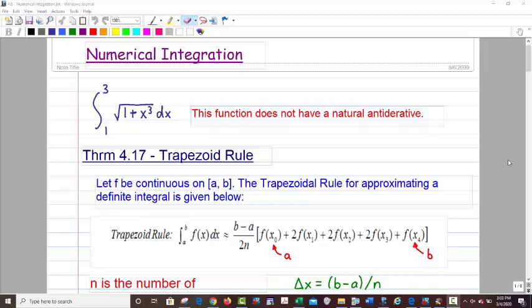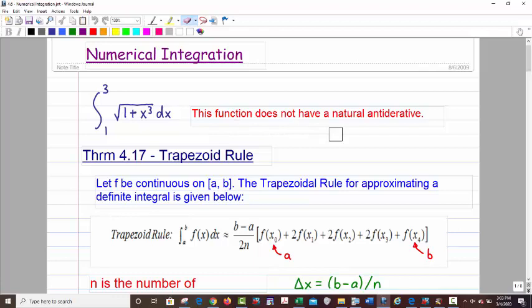Hello, this video is entitled Numerical Integration. Let's take a look at this definite integral right here, from 1 to 3, the square root of 1 plus x cubed dx. Now if we wanted to evaluate that definite integral under traditional methods, we couldn't really do it because this function does not have a natural antiderivative or any kind of antiderivative. You can't algebraically work it out and then plug the numbers in.